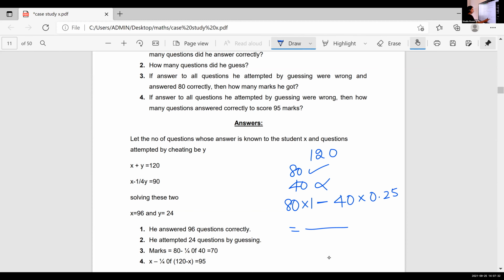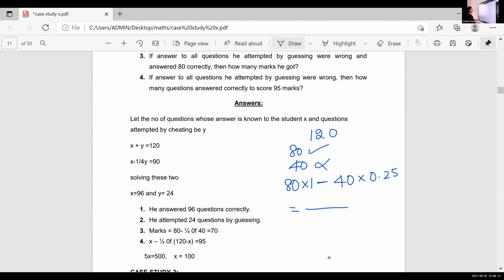So we'll get the marks he scored. Now look at the next part. If the answers to all the questions he attempted by guessing were wrong, how many questions did he answer correctly to score 95 marks? He scored 95 marks. We want to check how many questions he answered correctly. We don't know that number, so what can you do? We can take the number of correct answers as x.